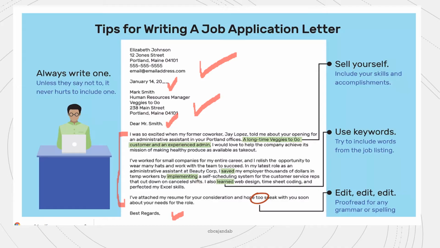But you just have to remember that in writing a job application letter, you have to at least write one, even if it is not included in the requirements. And for the body of the letter, remember to include your skills and accomplishments. And then, as I mentioned earlier, try to include words from the job listing and proofread it as many times as you can. You have to proofread it.